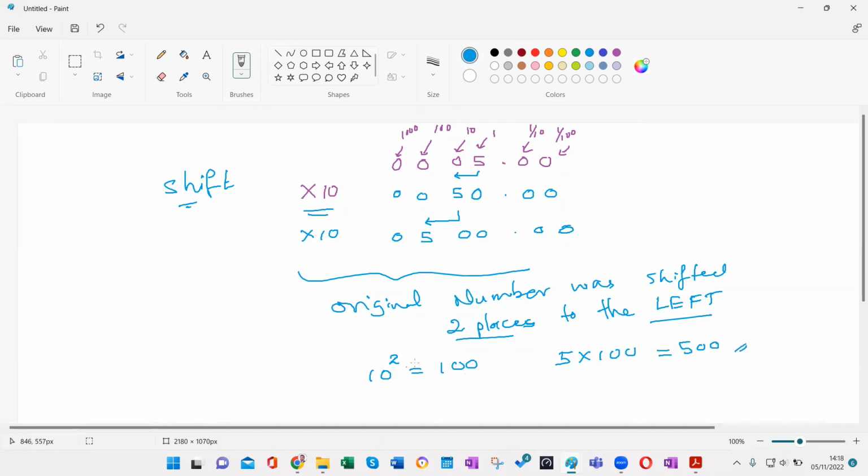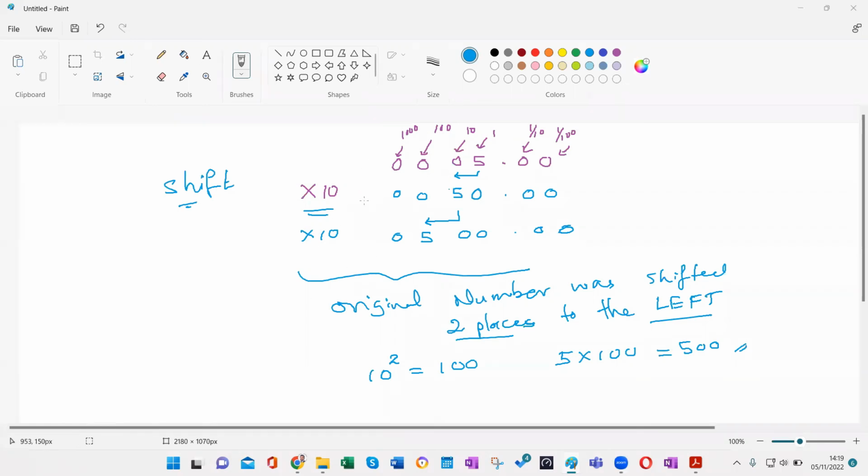So that gives us a kind of pattern. The number of places that I shift determines by how much the original value is going to be multiplied or divided. If I move the digit to the left, it's always going to be a multiplication. But the multiplication value, what is this?